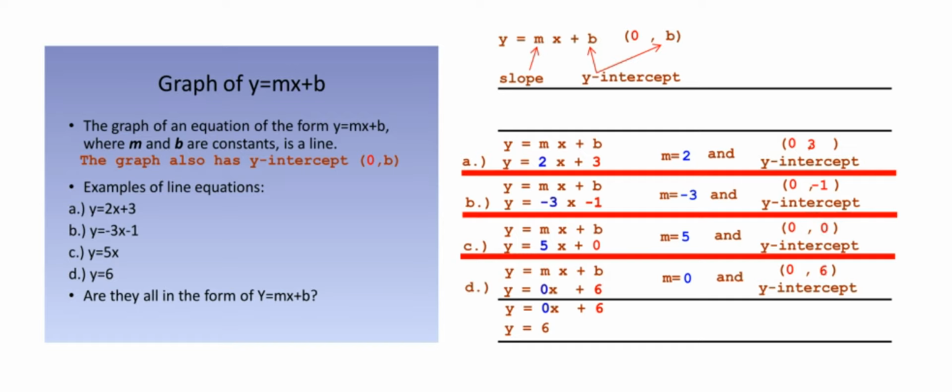So is this in slope-intercept format? Yeah, we have a slope of 0, and the b value is 6. So even though it says y equals 6, the mx goes away because it gets multiplied by 0. In other words, our slope is 0. Having just y equals 6 is in the form of y equals mx plus b.